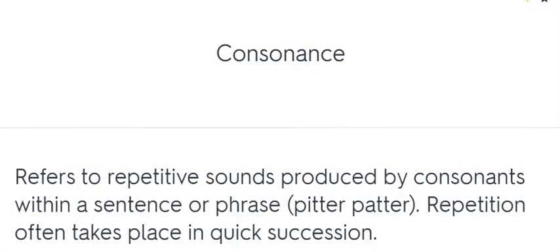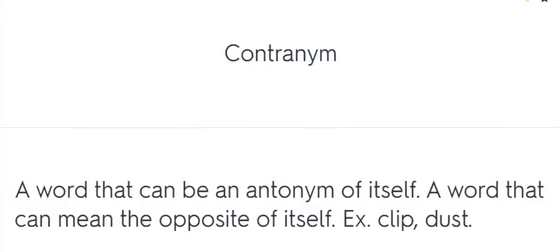Consonance. Refers to repetitive sounds produced by consonants within a sentence or phrase. Repetition often takes place in quick succession. Contronym. A word that can be an antonym of itself, a word that can mean the opposite of itself. Example: clip, dust.